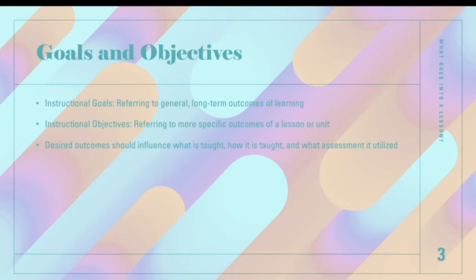So first one's going to be goals and objectives. And these are just kind of things that you really need to think about to lay out planning your lessons. Instructional goals refers to more general long-term outcomes of learning. So that's stuff that you want kids to take away for like the rest of their lives, the things that you really want to stick with them.